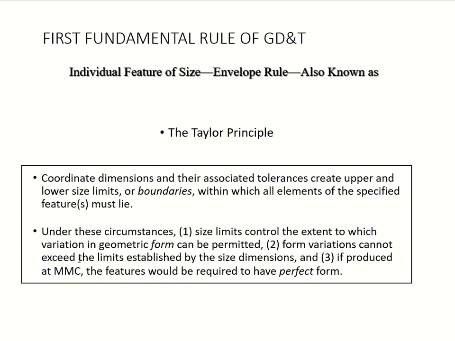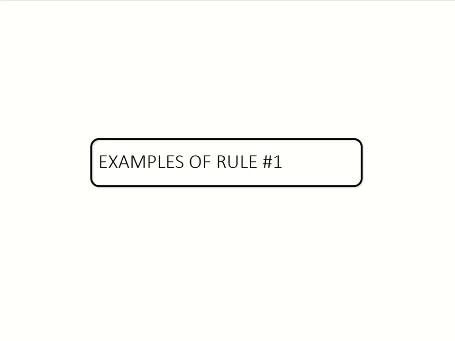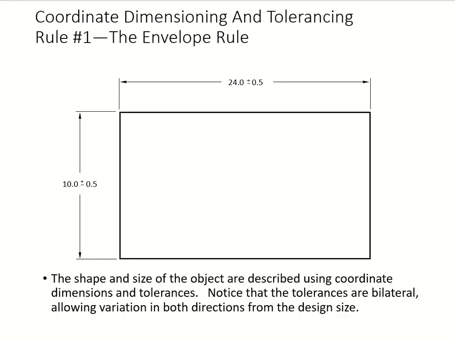Start with a very simple example. That feature, you've got to have it in a perfect form, meaning they've got to be in that range. Again, they've got to be in the range of the tolerance limits. So, example: envelope rule. Let's take a look at it with the diagram so you can easily visualize it.